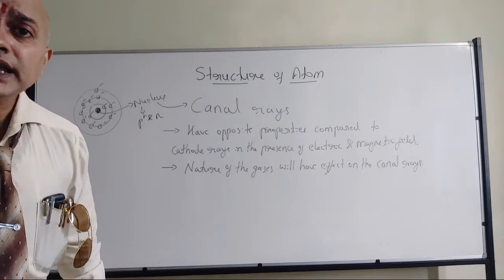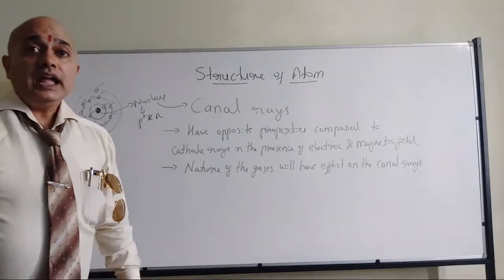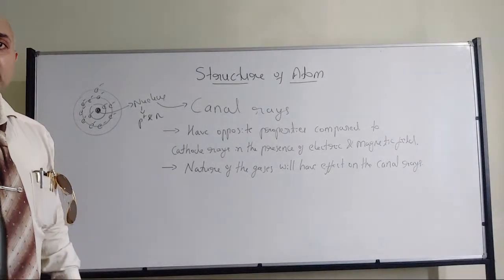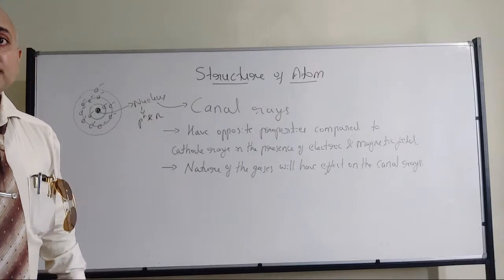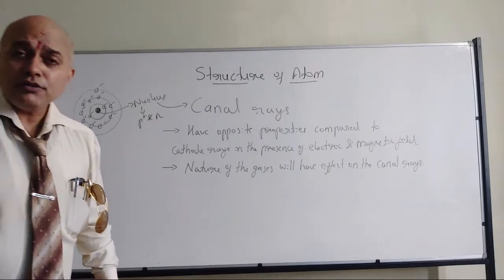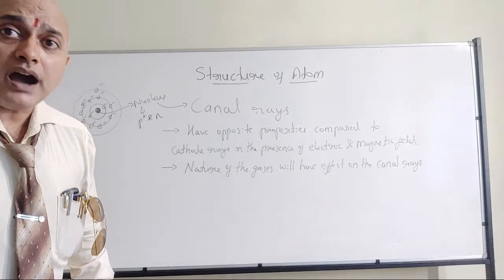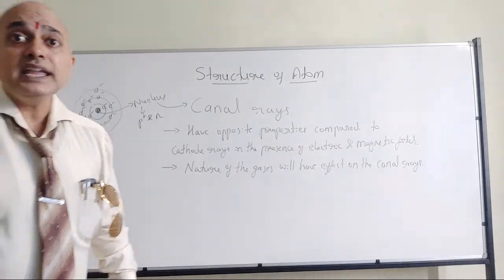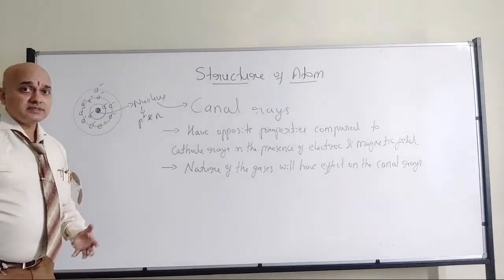Now, in the nucleus, what are there? Protons and neutrons. Each element has its own set of neutrons, which are neutral in nature. And when it comes to the mass, the neutron will have an impact on the mass.